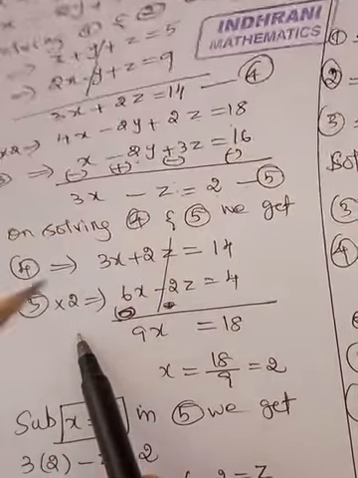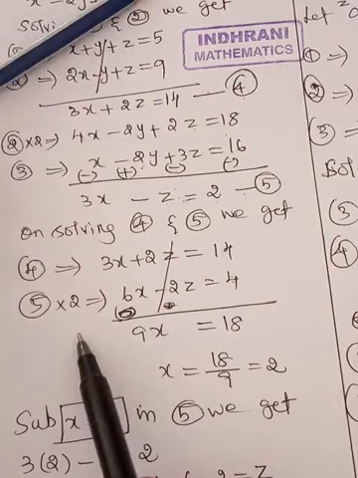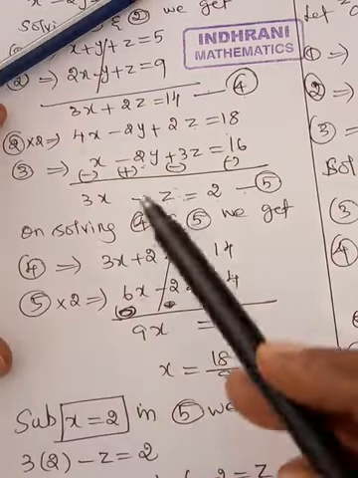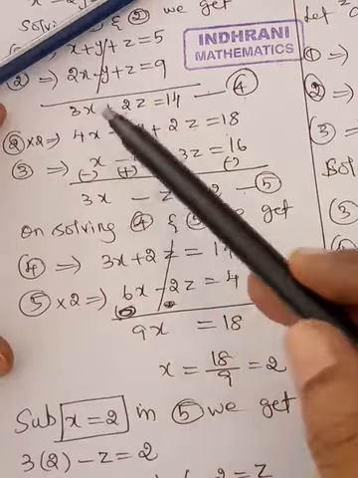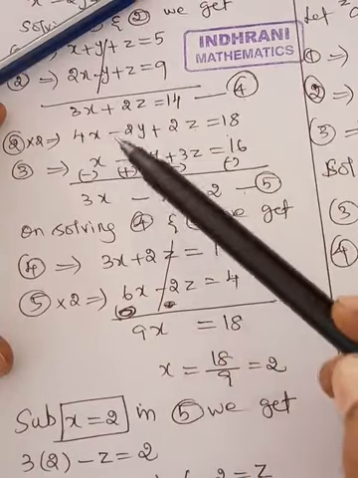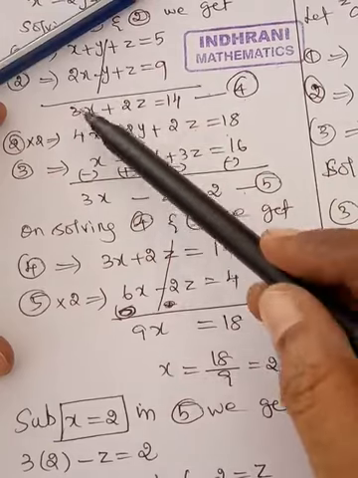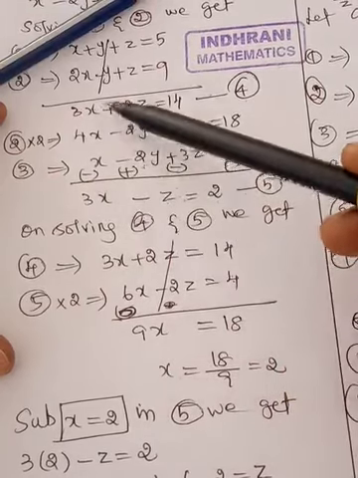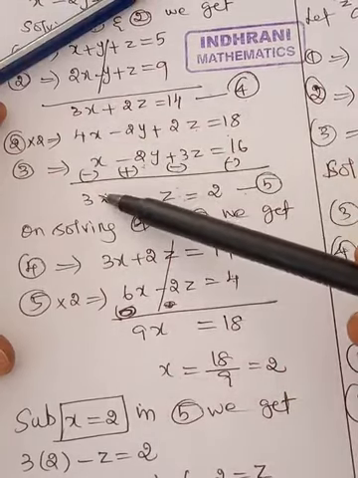So for equations number 4 and 5, we have to check the coefficients. See here, the coefficient of x in 4 and 5 is 3x, here also 3x. Here 2z, here minus z. Here 3x, here also 3x. So if you subtract, this x gets cancelled.